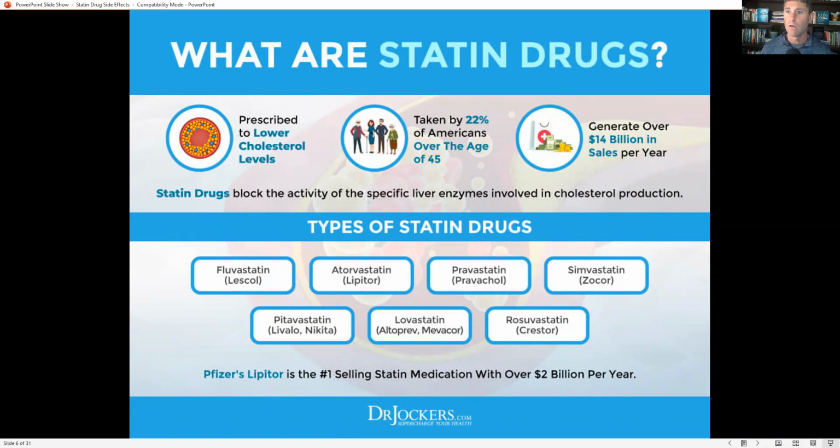And overall, over $14 billion in sales for cholesterol lowering medications, particularly statin medications, every single year are spent in America. And over 22% of Americans over the age of 45, it's almost 25% actually, are taking one of these medications. So these are some of the most common medications. If you look at the most commonly prescribed medications every year, these are in the top 5. Usually they're number 2 or number 3, oftentimes hand in hand with antidepressants and blood pressure medications for number 1.